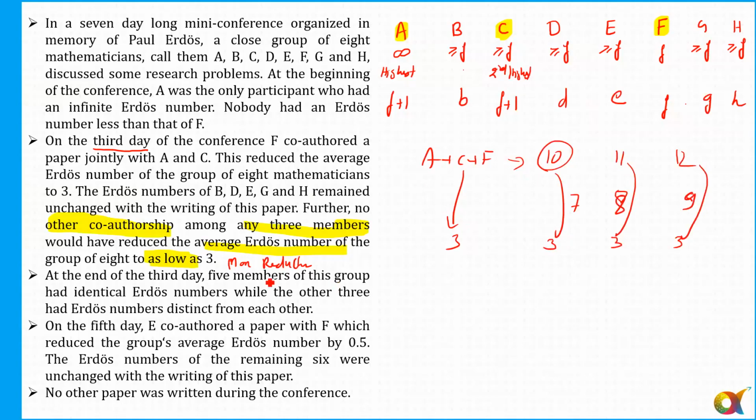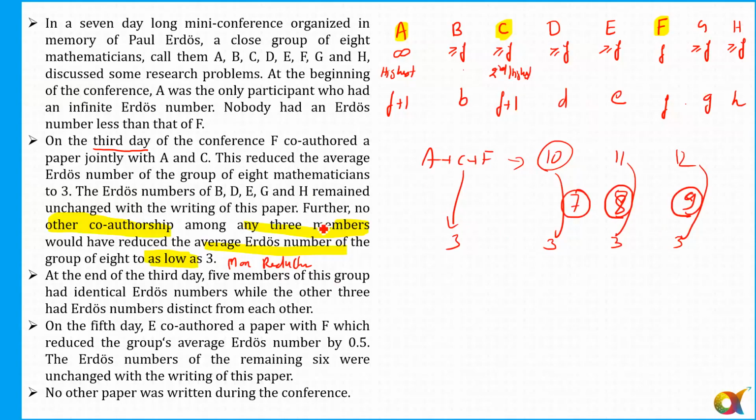So when the statement says as low as 3, in which case is there a maximum reduction? From 10 to 3, or from 11 to 3, or from 12 to 3? In which case is there a maximum reduction? Please respond, all of you. If I'm changing the values from 10 to 3, the average is reduced by 7. From 11 to 3, reduced by 8. From 12 to 3, reduced by 9. So in which of these three cases is there a maximum reduction? That's right, from 12 to 3.